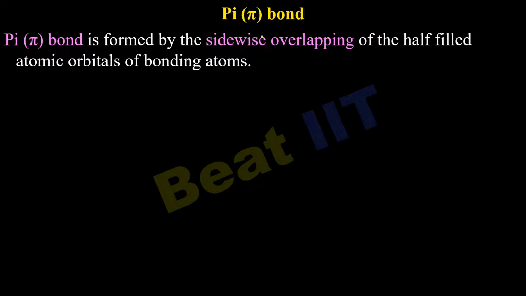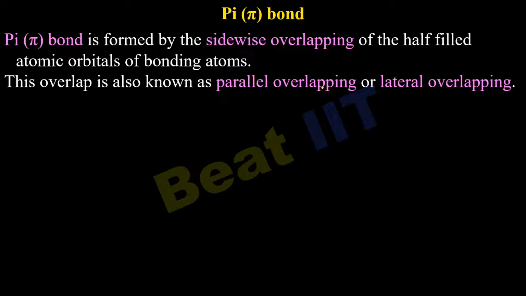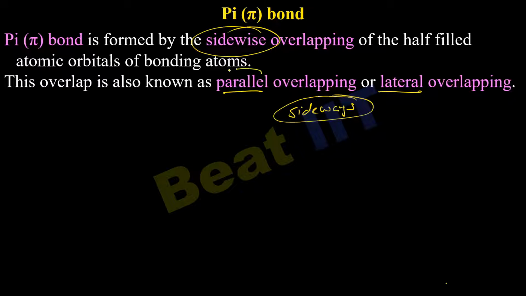Now the pi bond. Pi bond is formed by side-wise overlapping. This overlap is also known as parallel overlapping or lateral overlapping. So parallel overlapping, lateral overlapping, or sideways overlapping, all are the same thing.